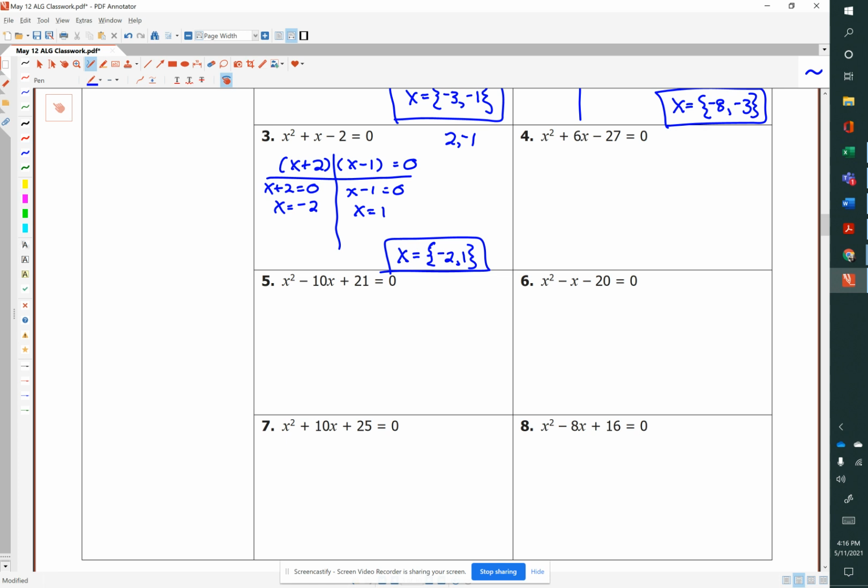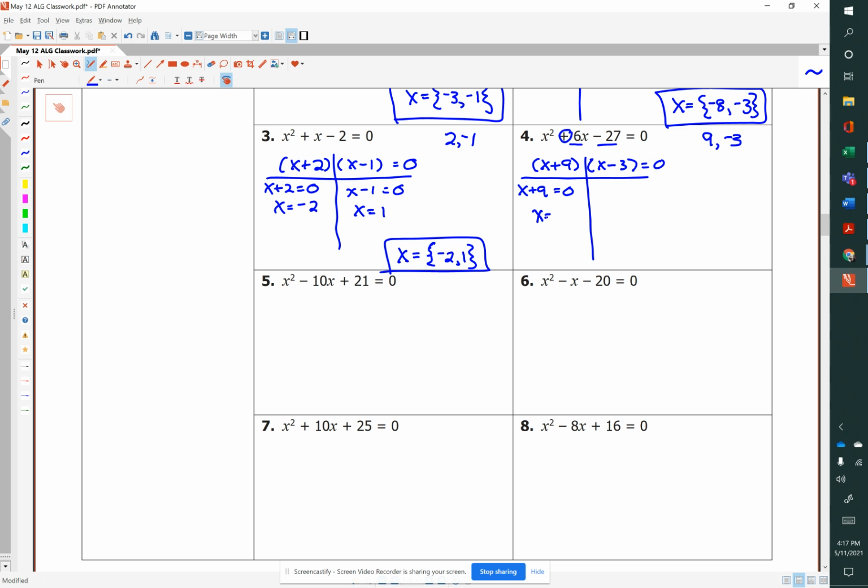Okay, number 4, x squared plus 6x minus 27 equals 0. I need two numbers that add to 6 and multiply to -27, and it's going to be a positive and a negative. The positive number will have the greater absolute value, and that means we can use a 9 and a -3. (x + 9)(x - 3) = 0. Now we'll set each one of those individually to equal 0.